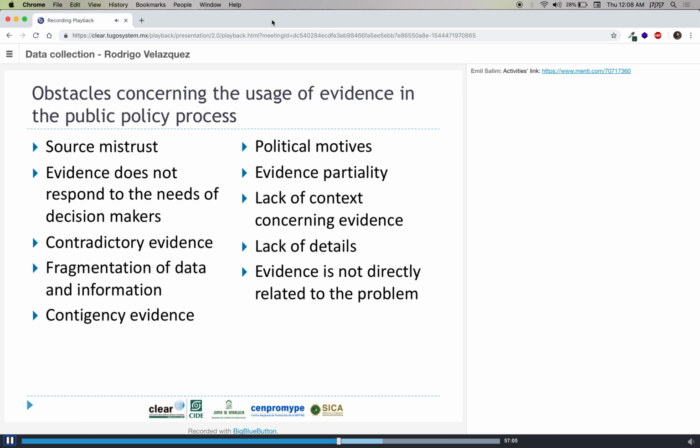Another thing has to do with political motives, because I am not going to spend a lot of time explaining this. Something else has to do with partiality, evidence partiality, because maybe decision makers are not going to trust in this because they say, okay, maybe evidence is not solid, this is not working. And we are going to talk about this in another example, and this has to do with the lack of context concerning evidence.